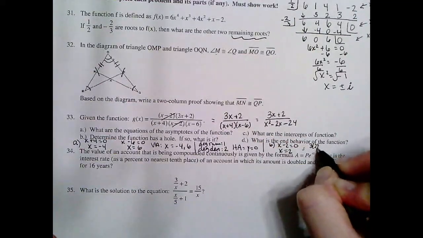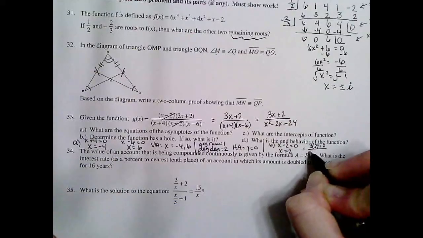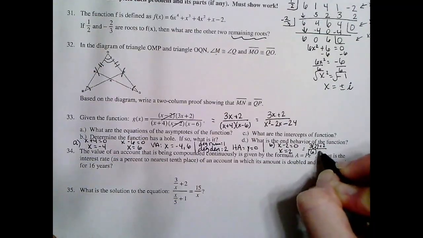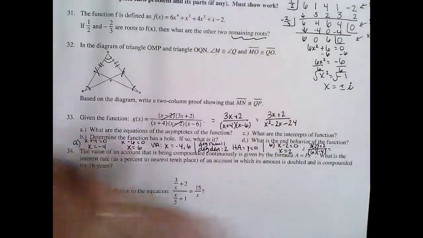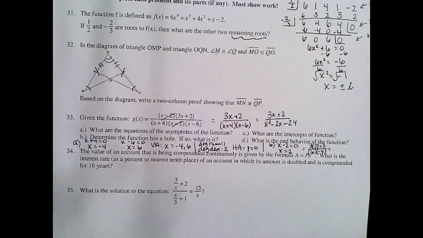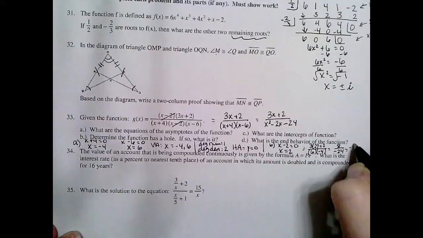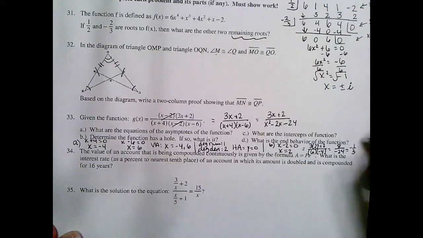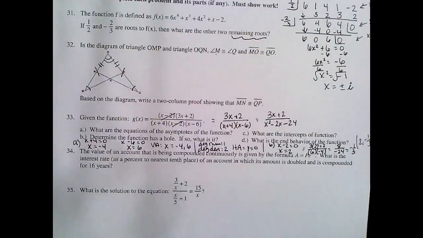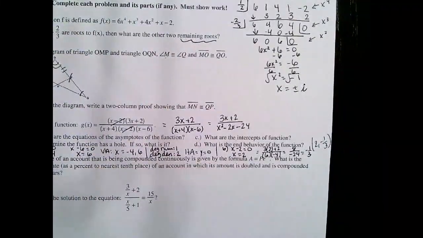3 times 2 plus 2 over 2 plus 4 is 6, 2 minus 6 is negative 4. So I get on top 8 divided by negative 24, which means I'm at negative 1/3. So my hole is at (2, negative 1/3). And you should see that on Desmos as a little hole. Remember, it doesn't show up right away, but if you drag your mouse over to 2, you will see a hole there.